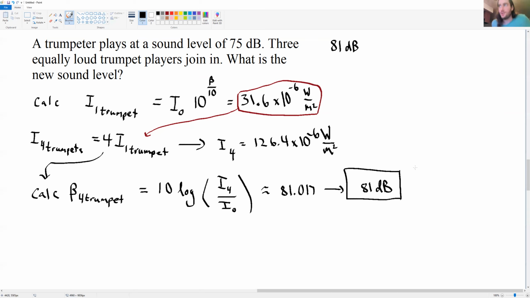Okay, which matched our prediction, right? So this was our prediction, 81 decibels. So doubling the intensity again adds 3 decibels. If we double the intensity, that's 2 times. Then if we double it again, that's 4 times. So doubling it twice adds 6 decibels. It's a nice little trick to keep in your toolbox.